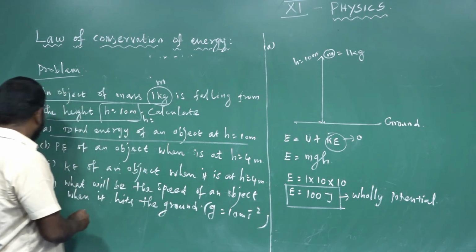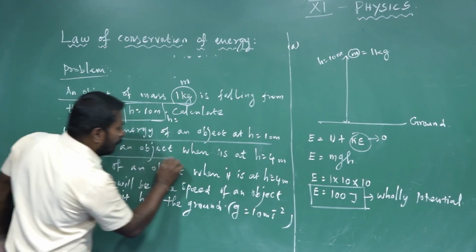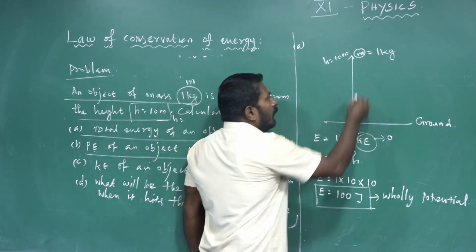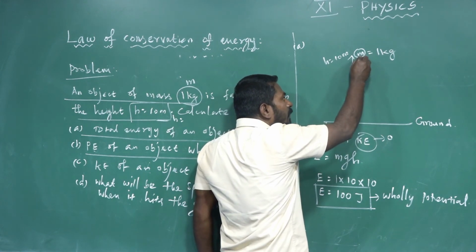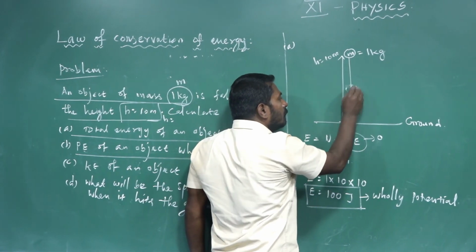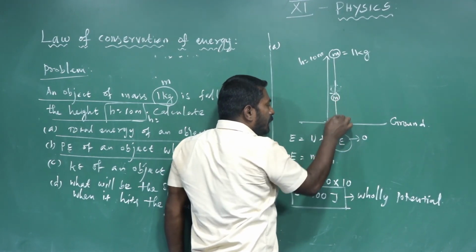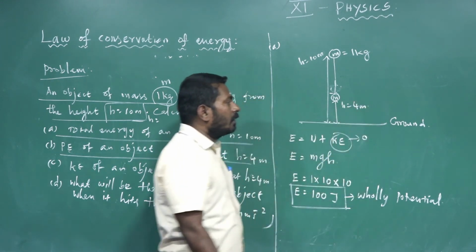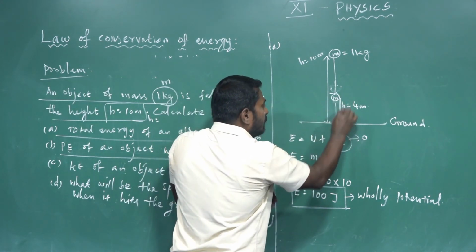Next, second, B. Potential energy of the object when h is equal to 4 meters. Now, if the body is allowed to free fall, then it will move towards the surface of the earth. It covers a height at that instant. The height of the object from the surface of the ground during its falling, h, is equal to 4 meters.